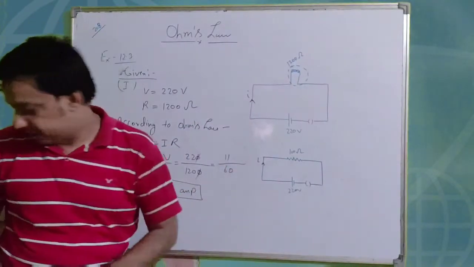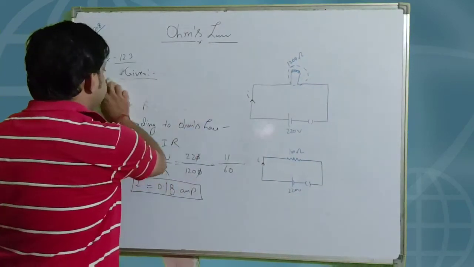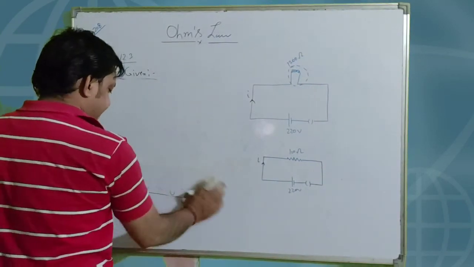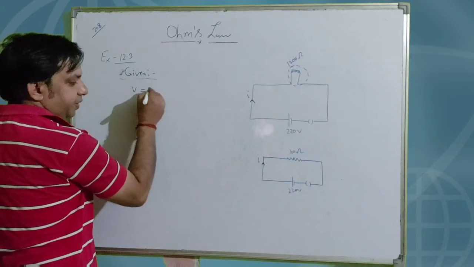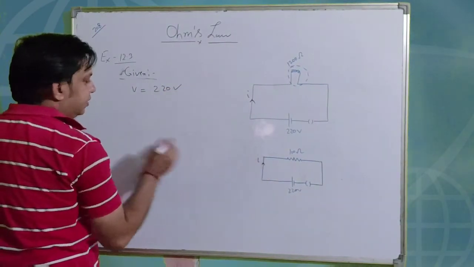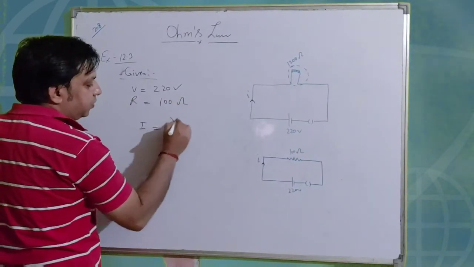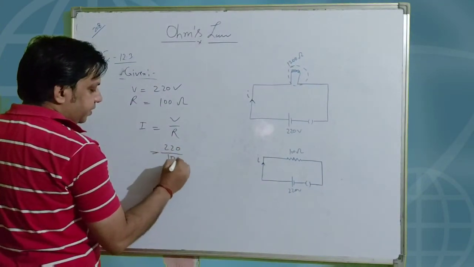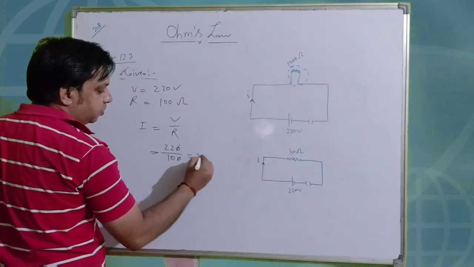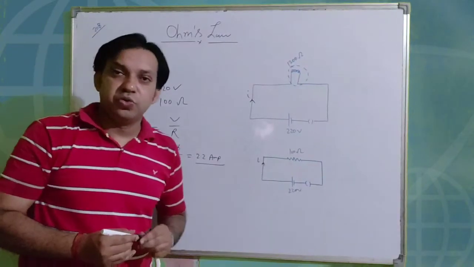Let us discuss the second part. In this case, the value of V is the same 220 volt, and the resistance is 100 ohm. Right now, again I is equal to V by R. V is 220, R is 100, so 2.2 ampere. So this time the current flowing is 2.2 ampere.